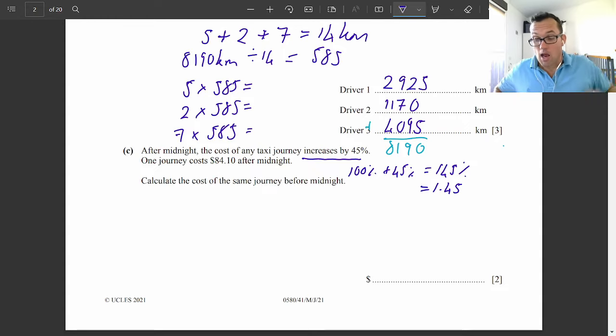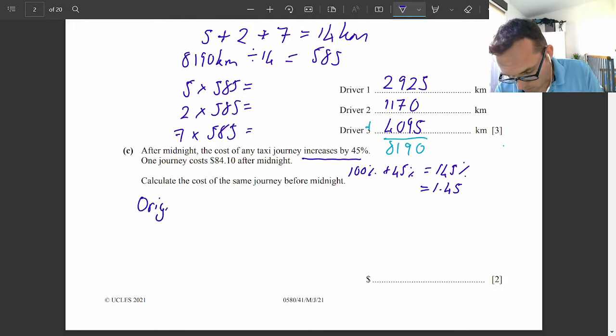Our journey costs $84.10 after midnight. Calculate the cost of the same journey before midnight. We need to recognize here that we're working back in time. We're working backwards. So where we would have multiplied, we're now going to divide. Let me show you what this means. There is the cost, the original cost of a taxi journey. Let's write that as the original cost.